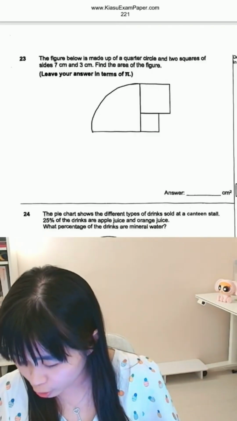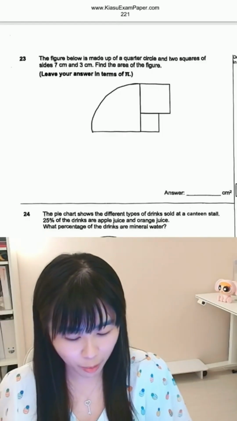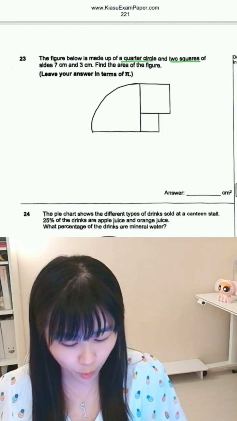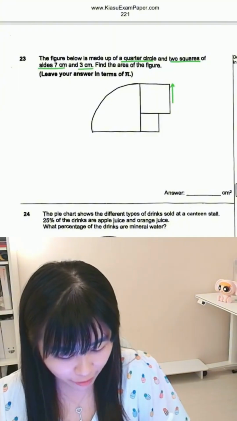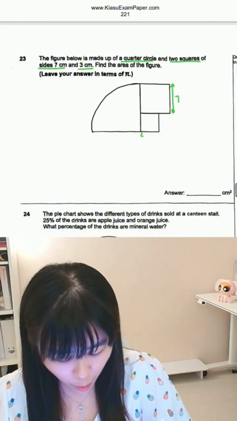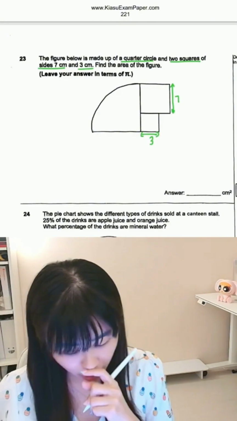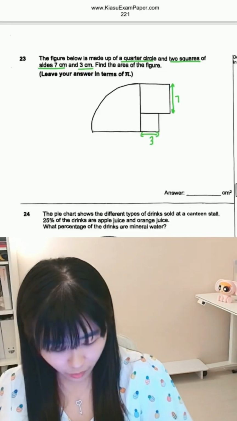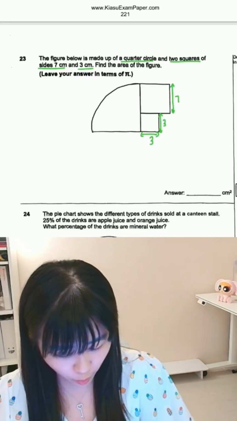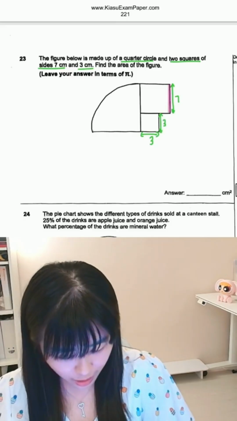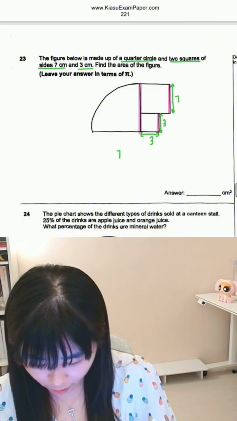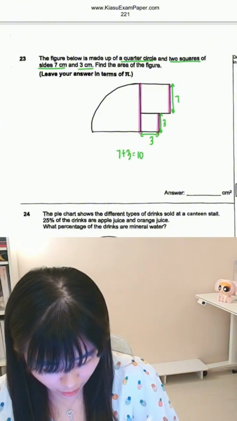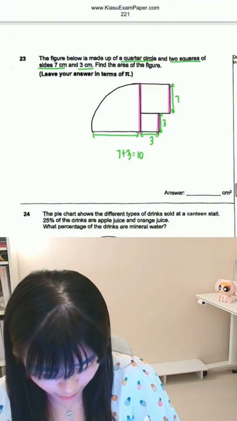So we look at 23. The figure below is made up of a quarter circle and 2 squares of side 7 cm and 3 cm. So the big square is 7 cm. The small square is 3 cm. With this, since I know this is 3, and it's a square, I can take 7 plus 3, I can find the radius. 7 plus 3, the radius is 10. So I know the radius of this quadrant is 10.